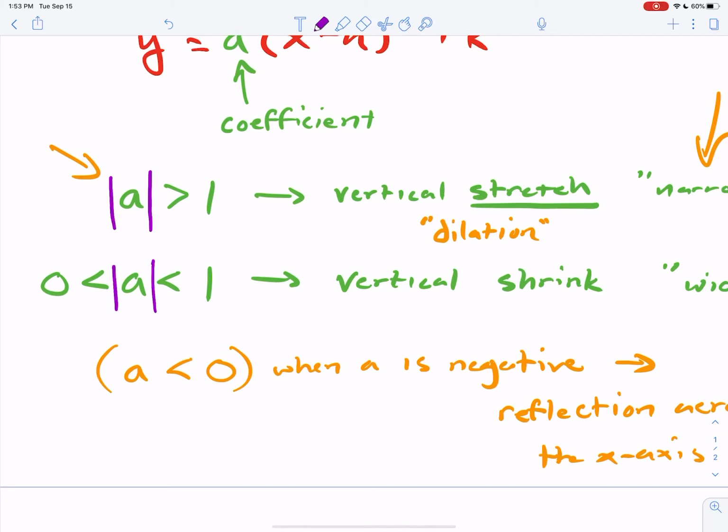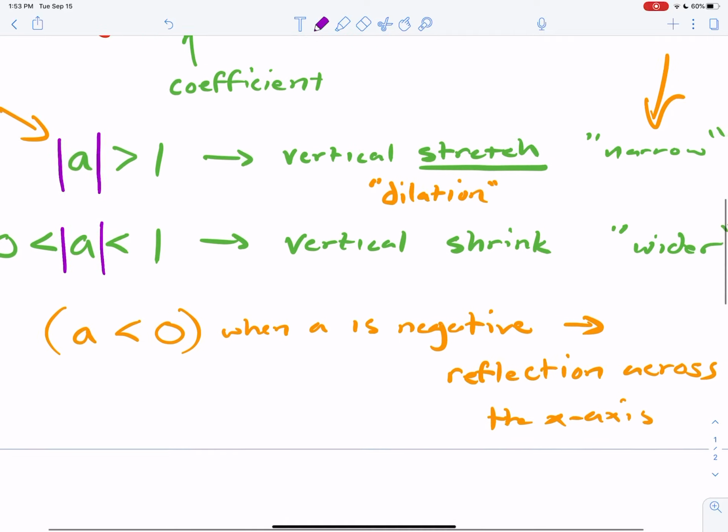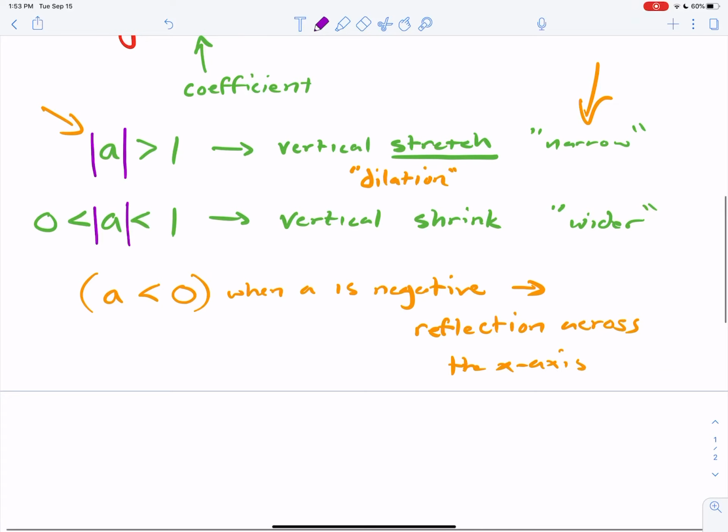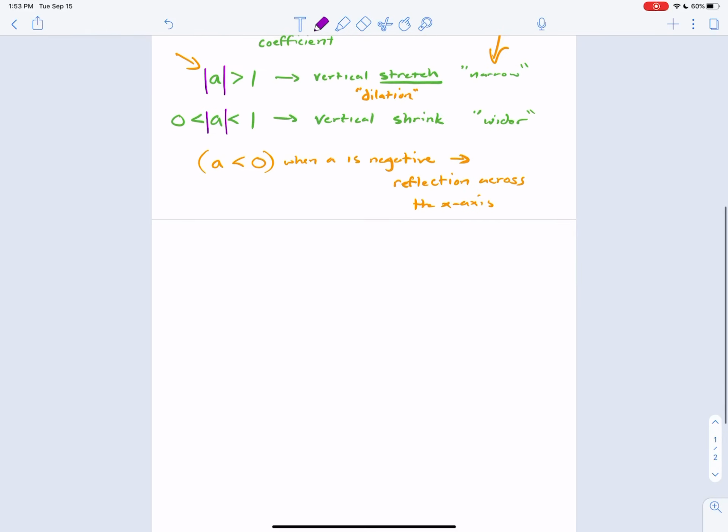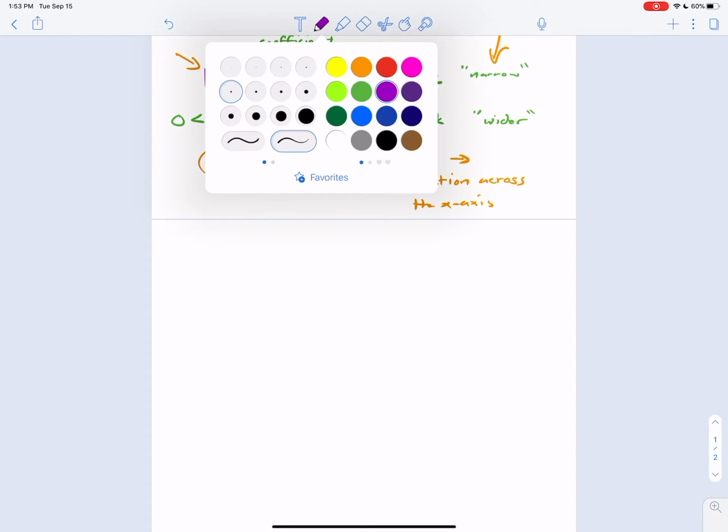Same thing here. Ignore the sign. If you just look at the digits, if it's greater than 1, you know there's going to be a vertical stretch. If it's less than 1, you know there's going to be a vertical shrink, okay? So, there you have it, okay? So let me give you an example. We'll do 1 or 2, and then that's it for the day, all right?